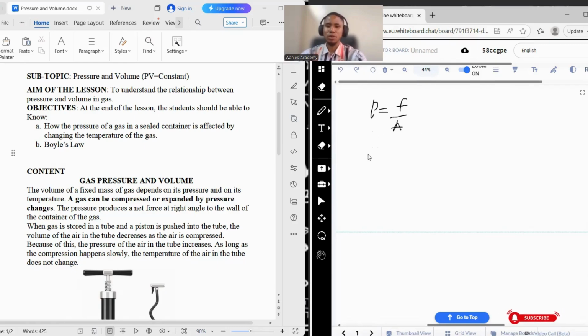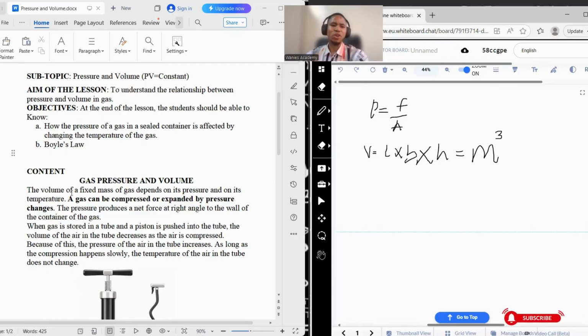While volume is a space, which is the length times breadth times height of a body. That gives length times breadth times height. And that is why volume has the unit of meter cube, because of m times m times m, we have it as meter cube. So pressure is the force exerted on a certain area, while volume is the space in which the gas is.